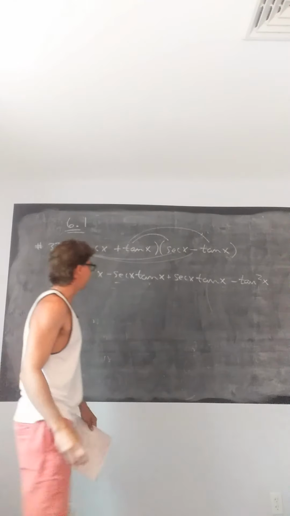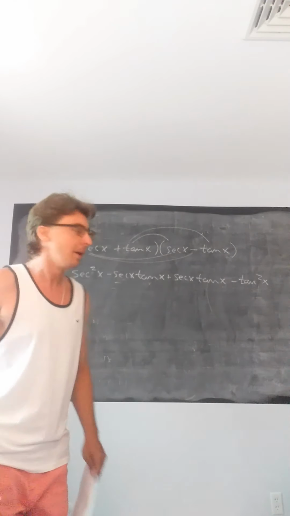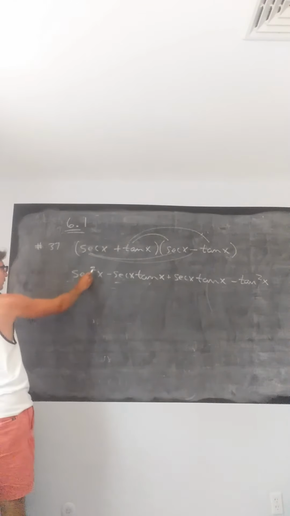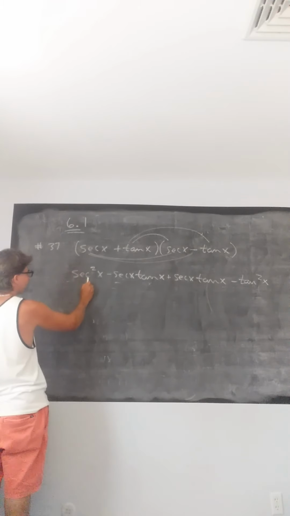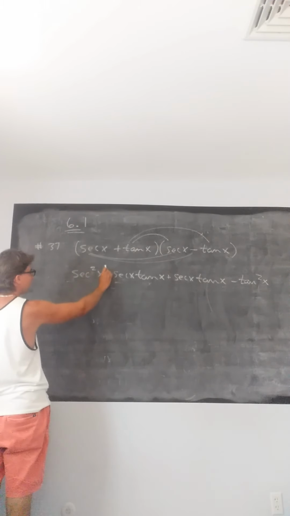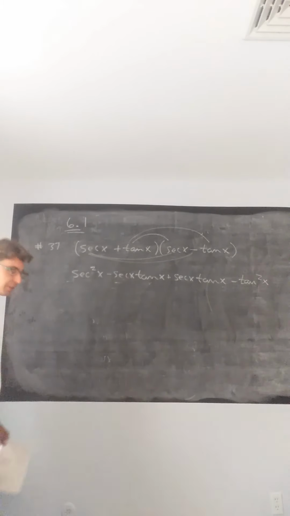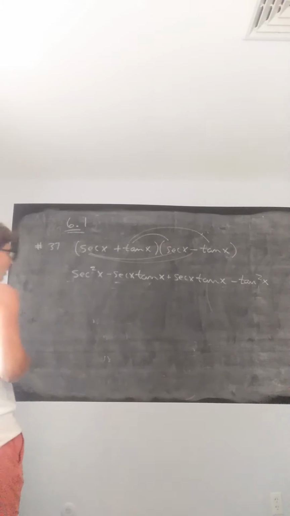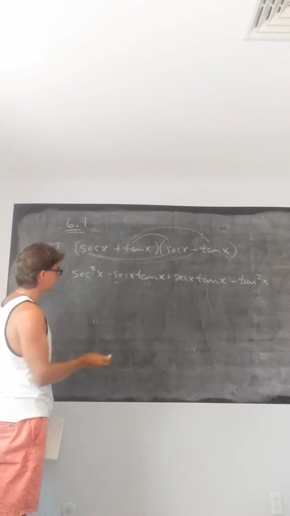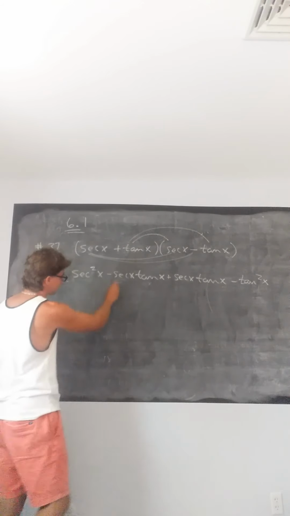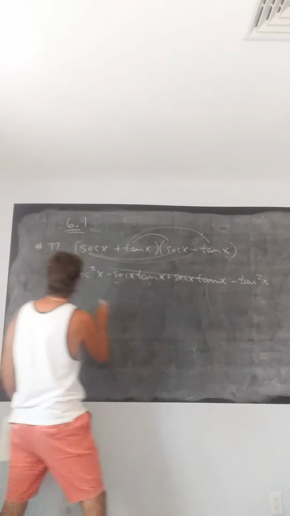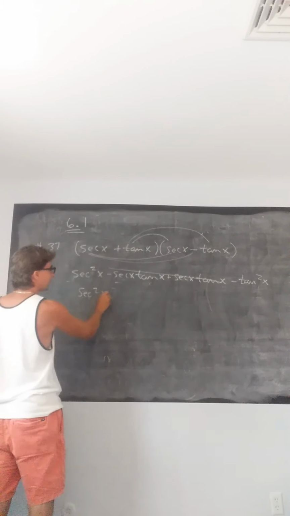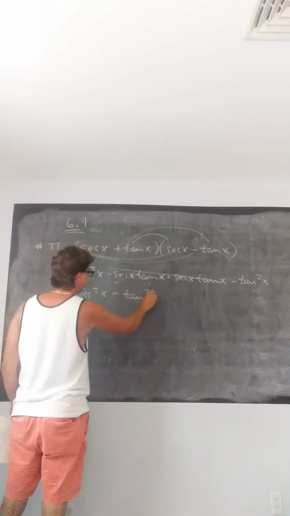Remember, with trig functions, we usually put the exponent between the abbreviation and the variable. We don't usually put it at the end. That's just a trig convention that we have. Notice, just like in ordinary algebra, the middle terms are identical, so we can get rid of them. So we're left with secant squared x minus tangent squared x.